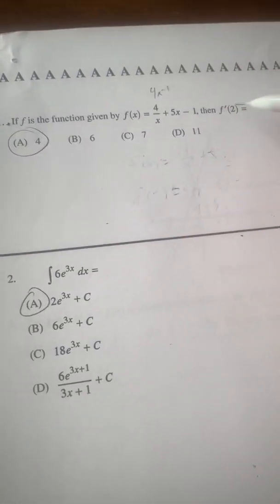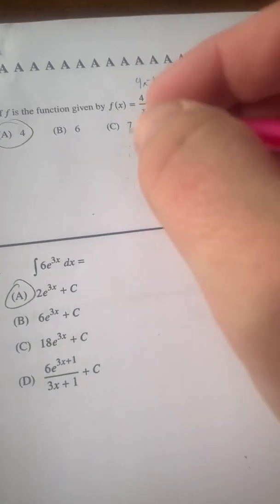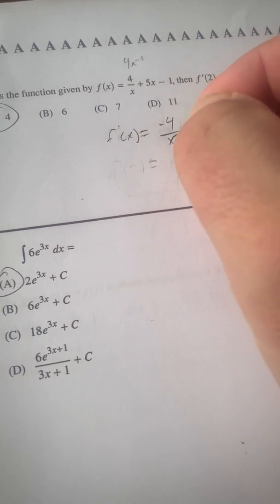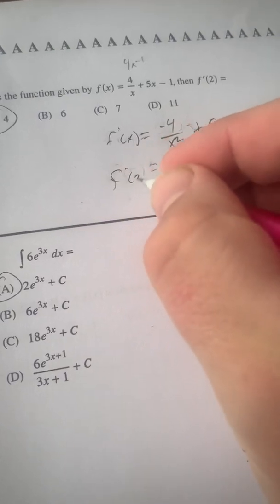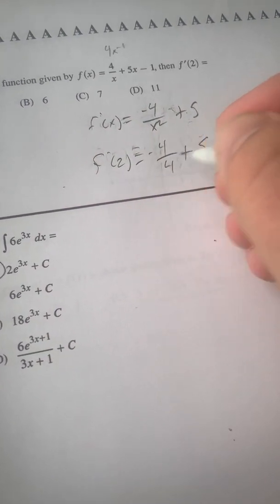So first one wants f prime of 2. I'm going to find f prime of x. I'm thinking of this first one as 4x to the negative 1. So f prime of x would be negative 4x to the negative 2, or negative 4 over x squared plus 5. If I'm finding f prime of 2, I'm going to get negative 4 over 2 squared, which is 4 plus 5. So negative 1 plus 5 gives me 4.